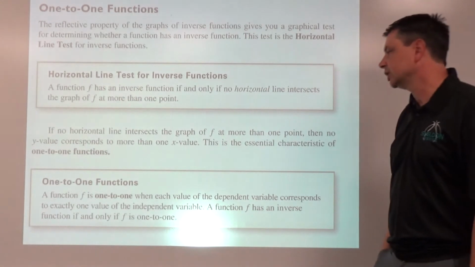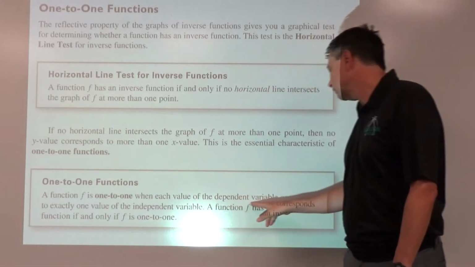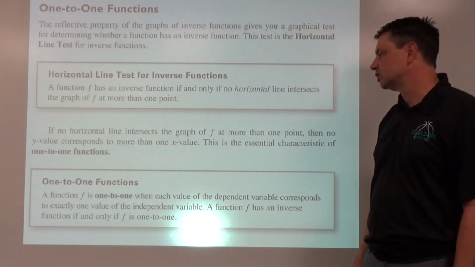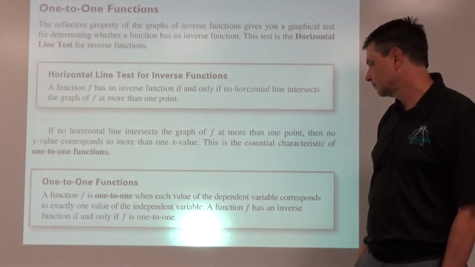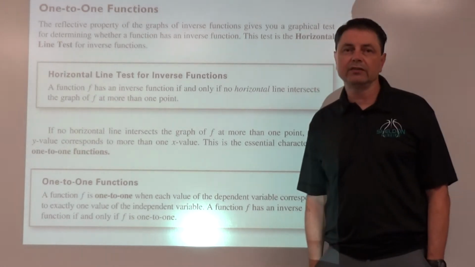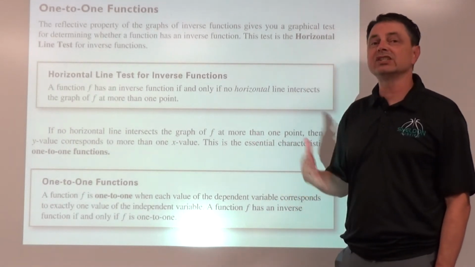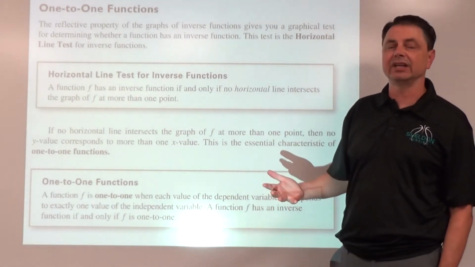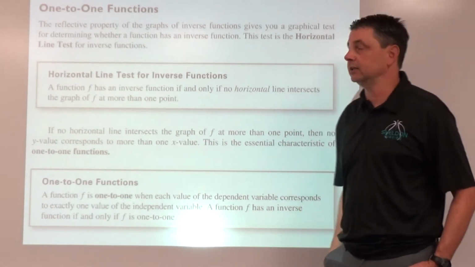And the definition of one-to-one is that each value of the dependent variable corresponds to exactly one value of the independent variable. Function f has an inverse only if it's one-to-one. So if a function is not one-to-one, then the entire function does not have an inverse. We might only be able to look at a small part of it.